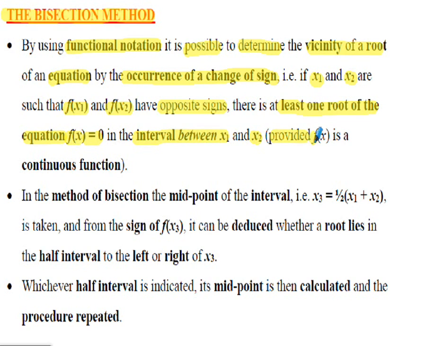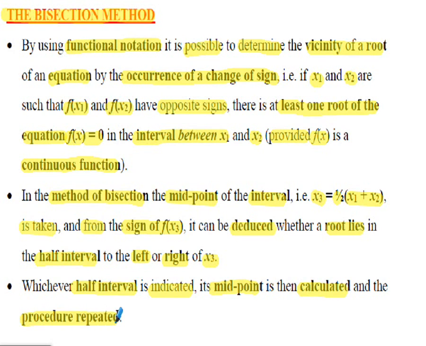This is provided that the function of x is a continuous function, and they will be in this presentation. So in the bisection method, the midpoint of the interval, which we call x3, which is a half of x1 plus x2, is calculated. From the sign of the function of x3, it can be deduced whether the root now lies in the half interval to the left or the right of the x3 value. Whichever half interval is indicated from our calculation, the midpoint of this interval is now calculated and the procedure repeated.